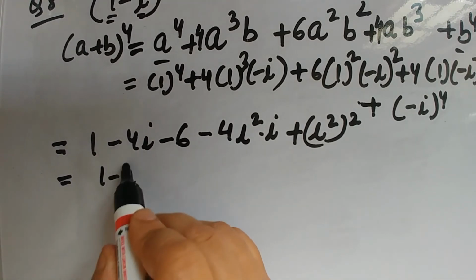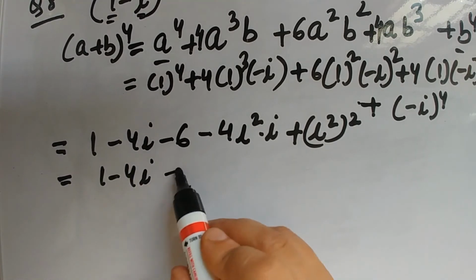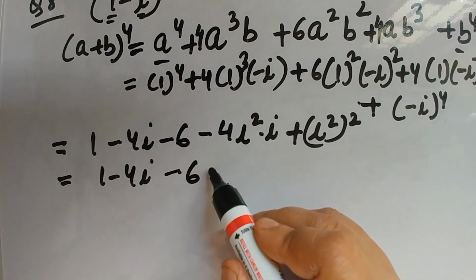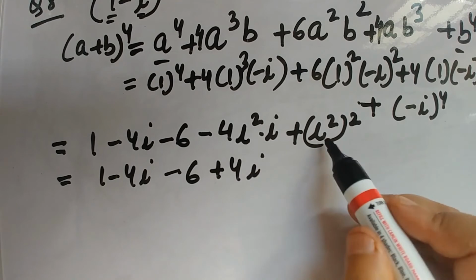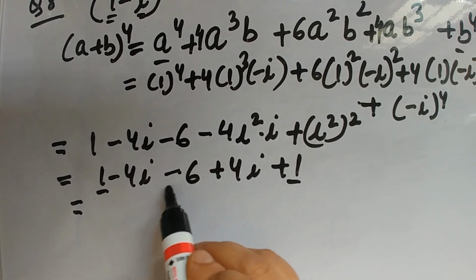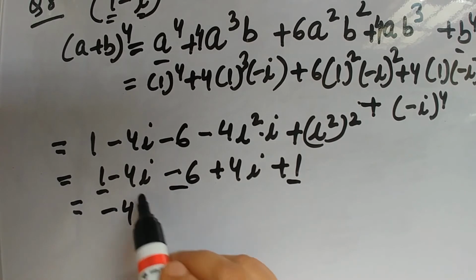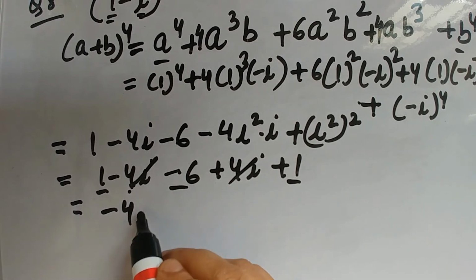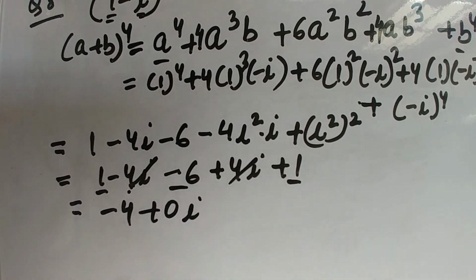So directly we can also go for it. It is 1 minus 4 iota minus 6. Iota square is minus 1, so it is plus 4 iota, and it is your plus 1. So 2 minus 6 is minus 4, and this becomes 0 as this gets cancelled, and can be written as minus 4 plus 0 iota. So this is how we expand (a plus b) raised to power 4.